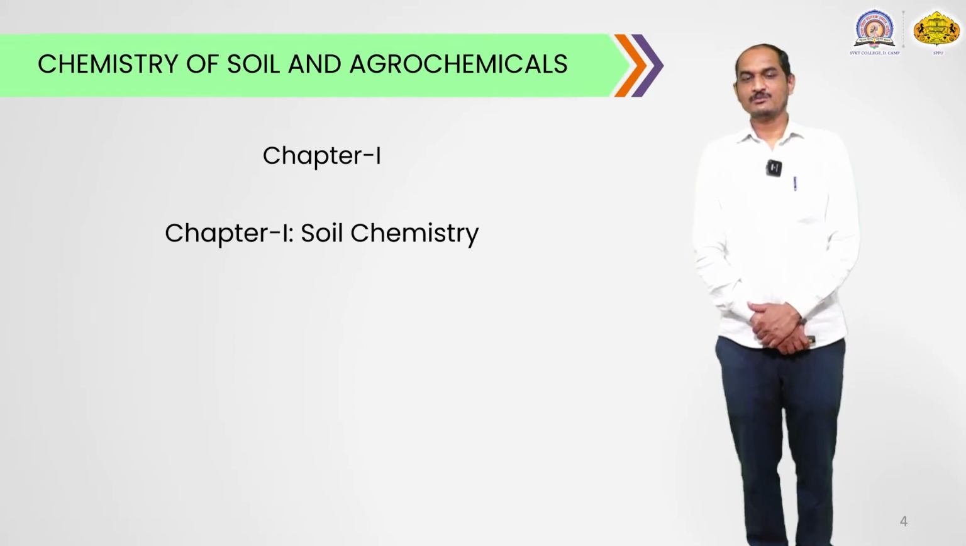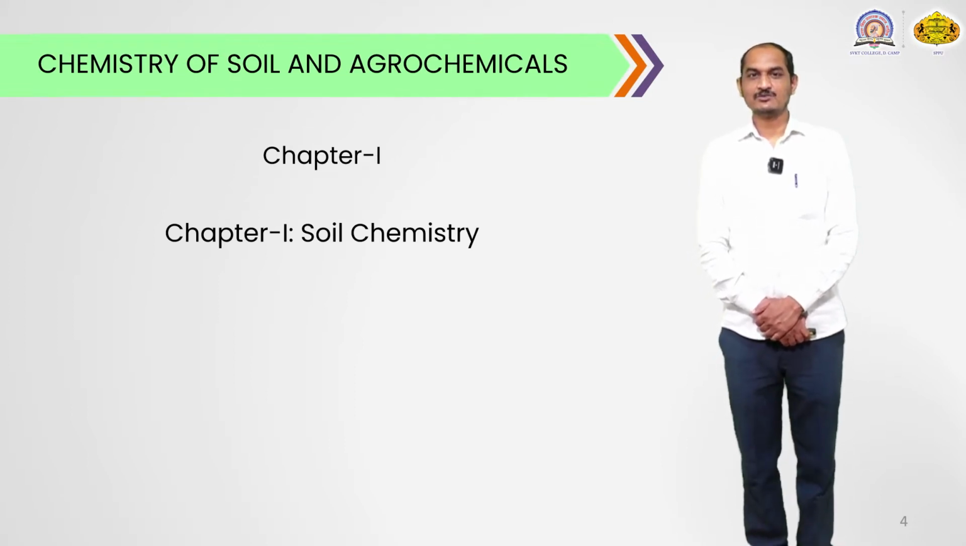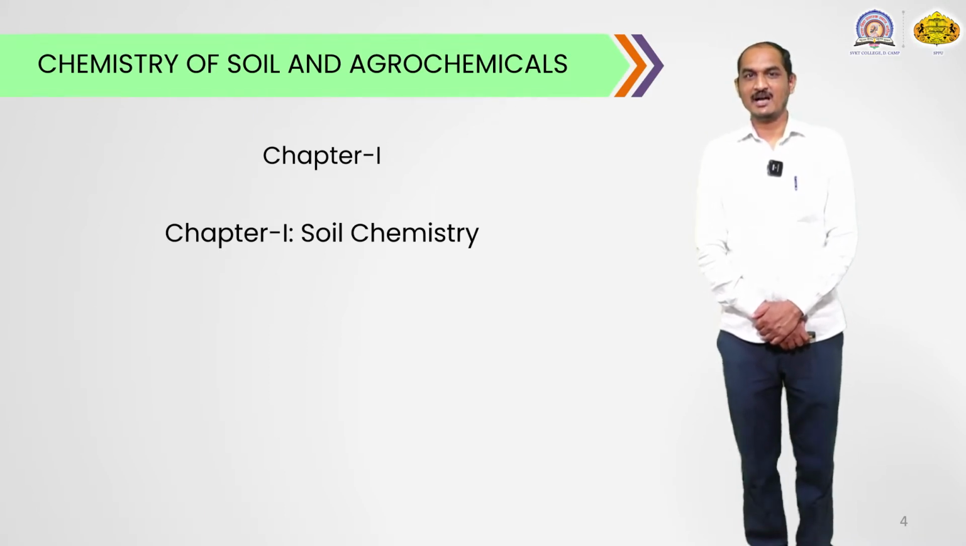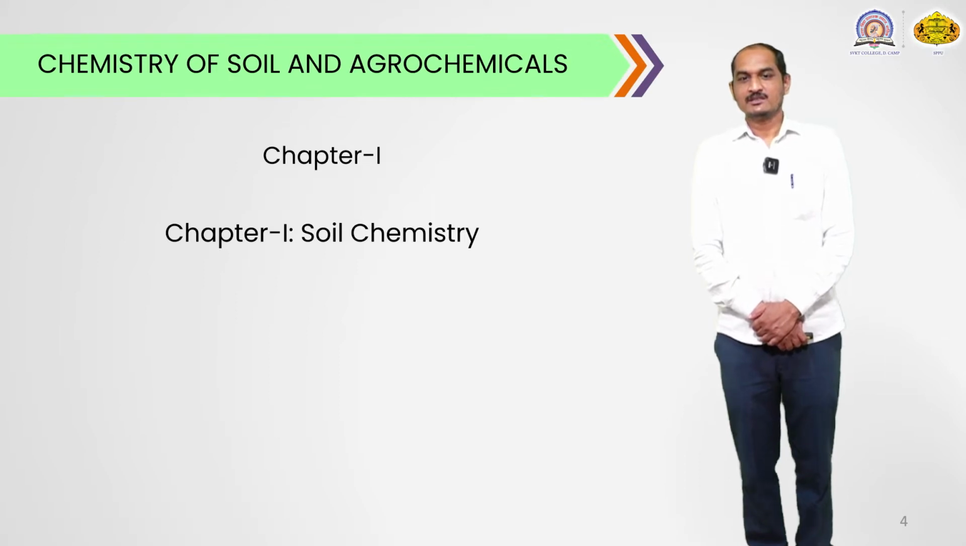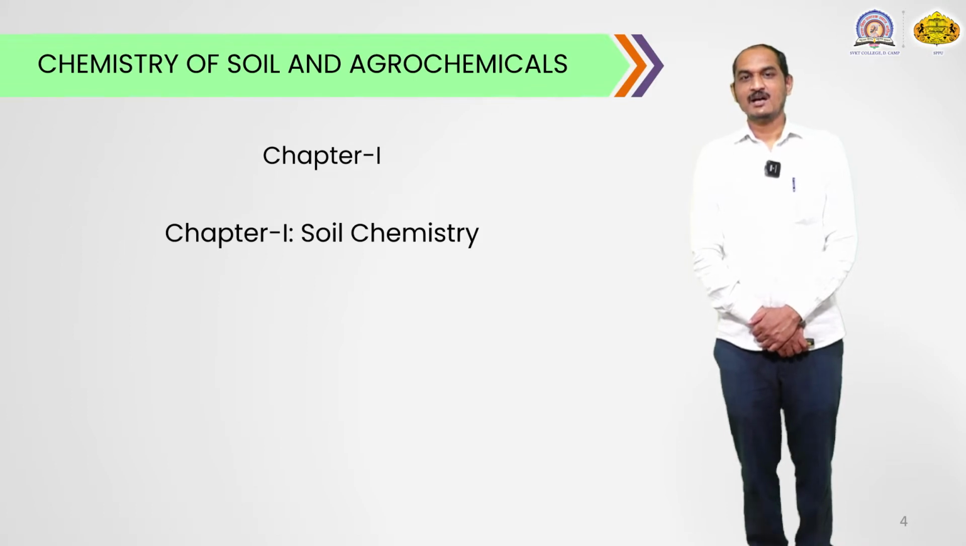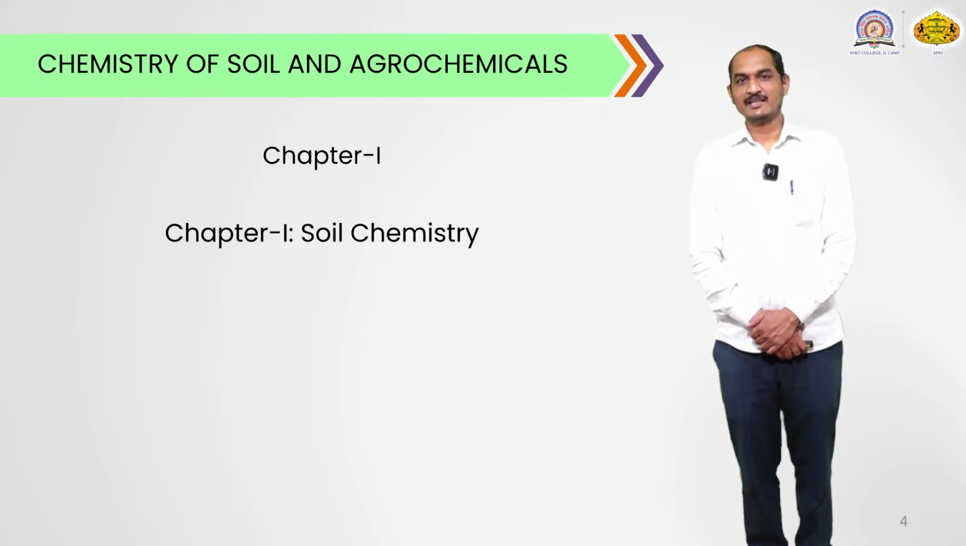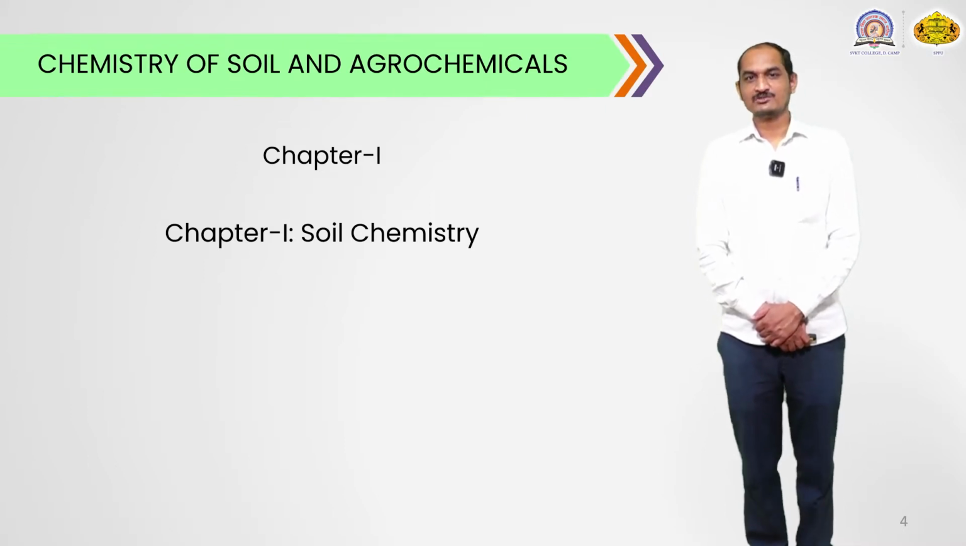Dear student, from this subject today we start with the first chapter, that is soil chemistry. We know what is meant by soil and how it is formed. Soil chemistry includes the study of the basic background of soil chemistry and how soils form, then a study of the physical and chemical properties of soil, the importance of soil, and the importance of agrochemistry. All these terms we will discuss in this chapter.